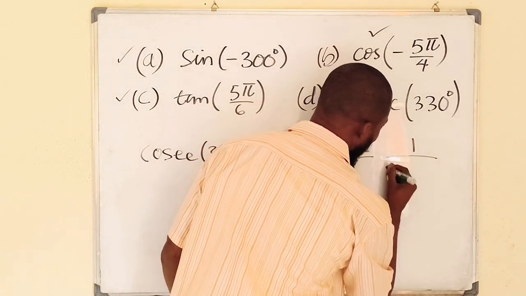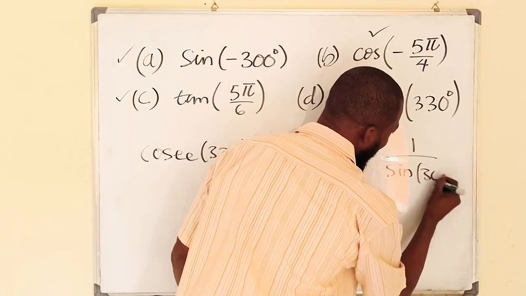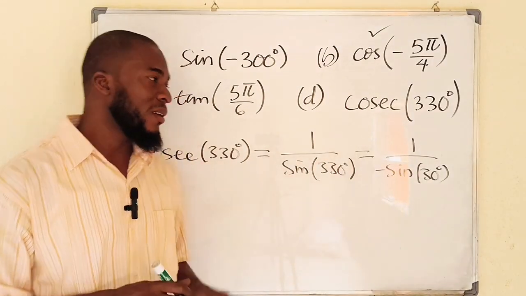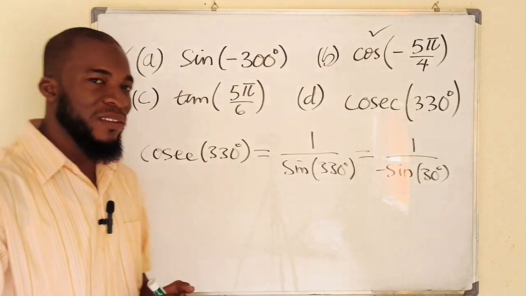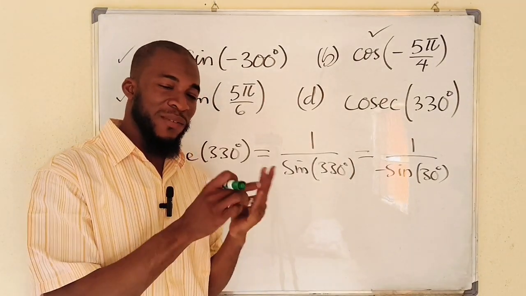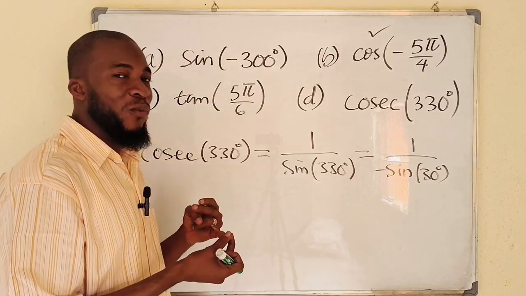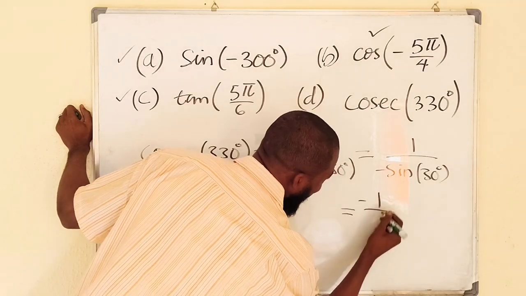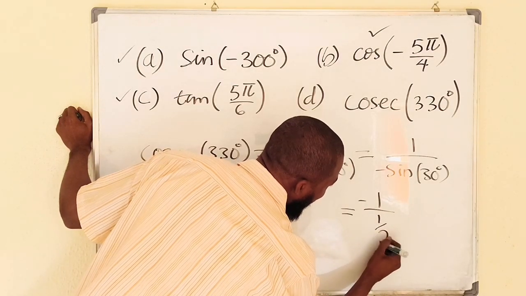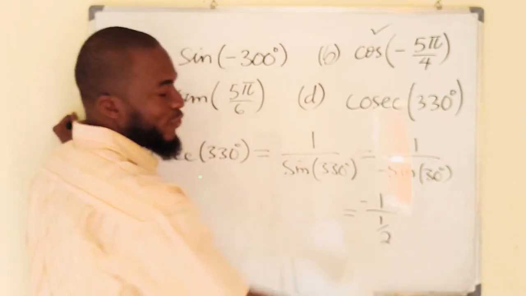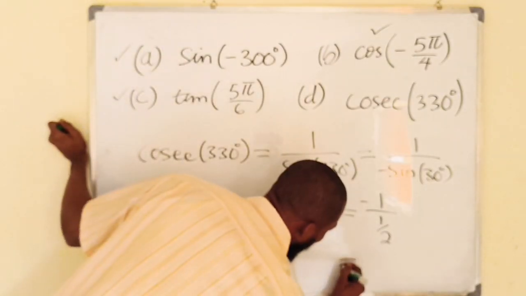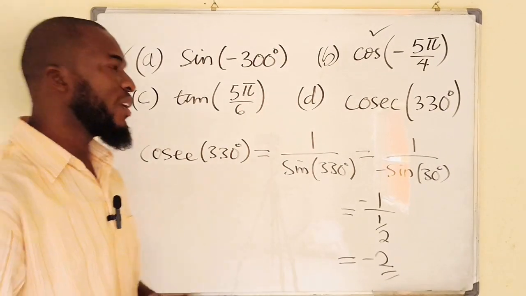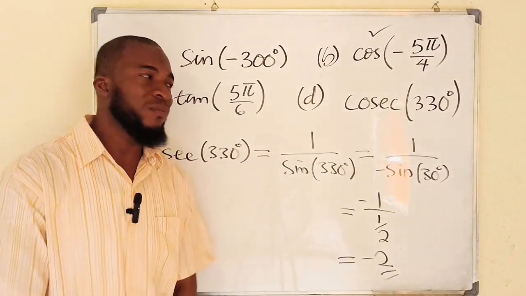This will be 1 divided by negative sine of 30 degrees, because I know it is negative in the fourth quadrant. So what is sine of 30 degrees? 0, 30. For sine, you take this, right? Square root of 1 over 2. So this is equal to negative 1 divided by 1 over 2. Reciprocal of 1 over 2 is 2. So this is negative 2. Negative 2 as our final answer. Therefore, cosecant of 330 degrees is negative 2.